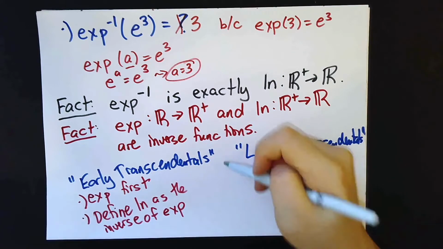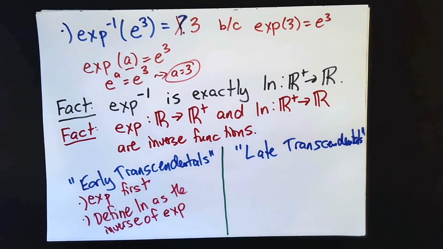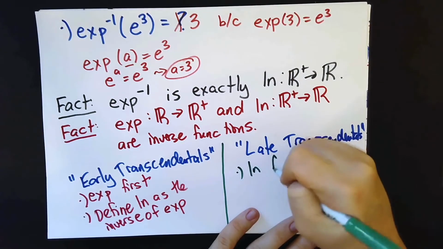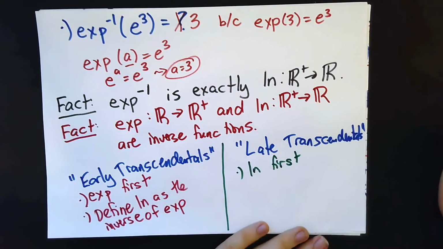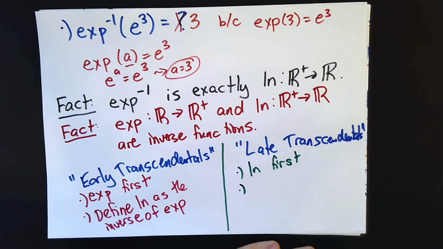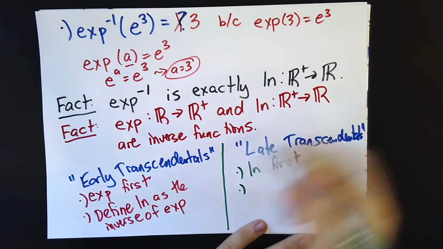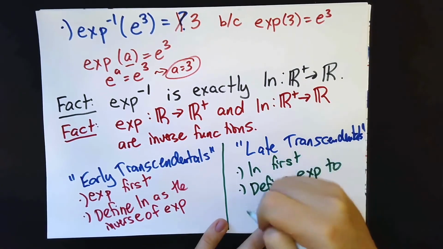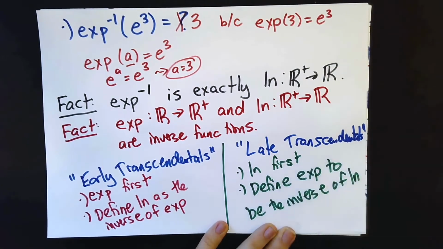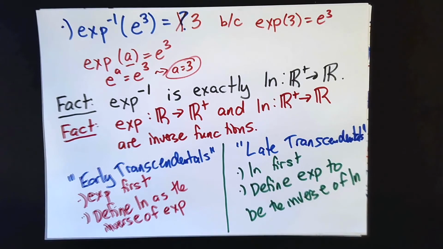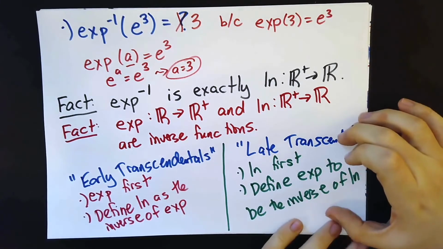So what is late transcendentals then? Late transcendentals, you actually start with natural log first. And then, having defined natural log, you then define exp to be the inverse of natural log. So, why on earth would you prefer this to this?